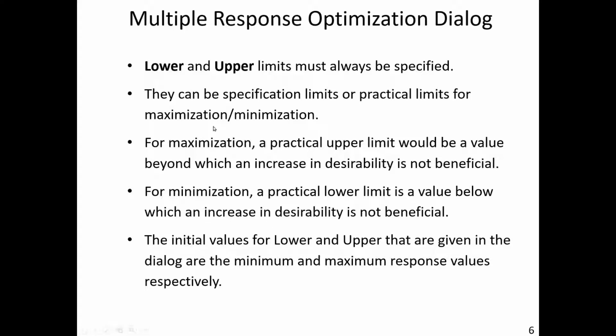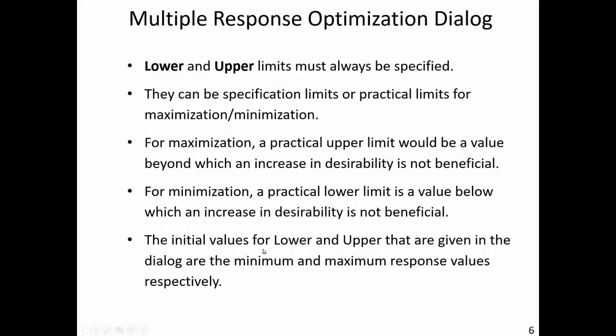Okay, so in a maximization problem, your lower limit could be a lower spec limit and some economic upper number. If it's always bigger is better no matter what, then you just simply plug in a large number. That's fine, but you do need a value. You have to have both a lower and an upper.